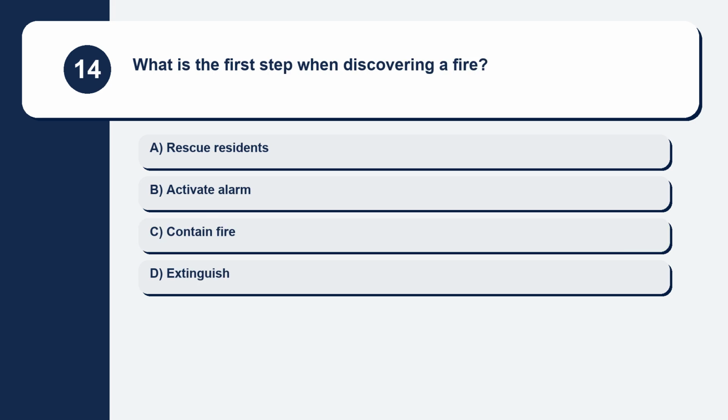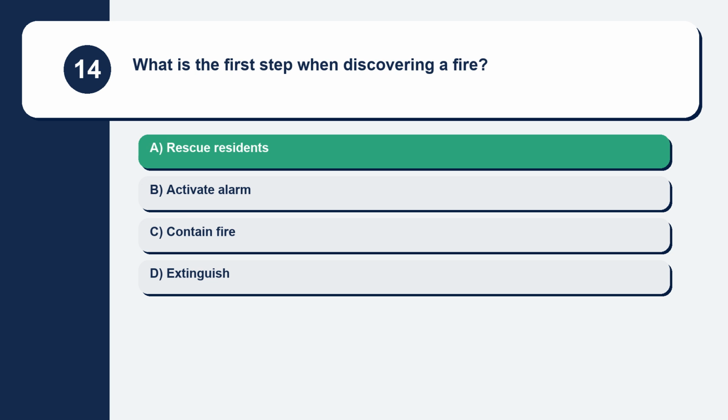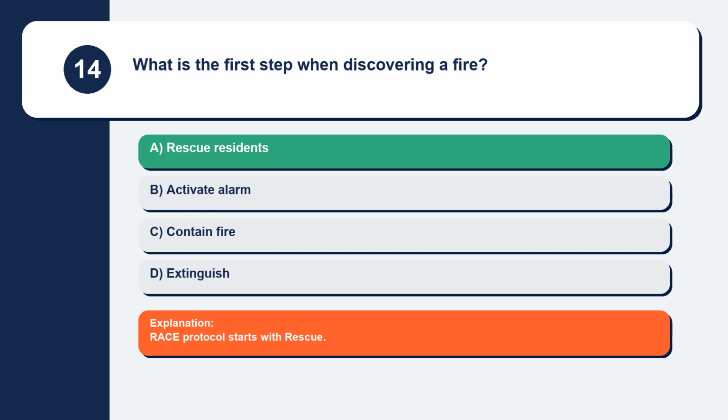Question 14. What is the first step when discovering a fire? Rescue residents, activate alarm, contain fire, extinguish. RACE protocol starts with rescue.